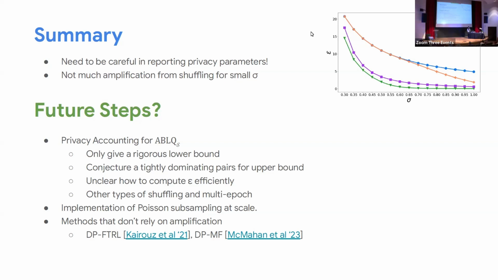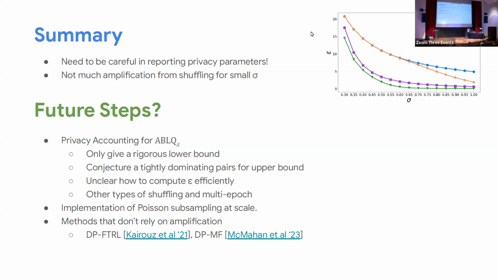And another direction that we're also looking at is to implement Poisson subsampling at scale, and to actually run DPSGD using these different types of batch sampling to see how the utility varies depending on the batch sampler and the correct privacy parameters. Because the type of batch sampling might also affect the utility of the ML training.